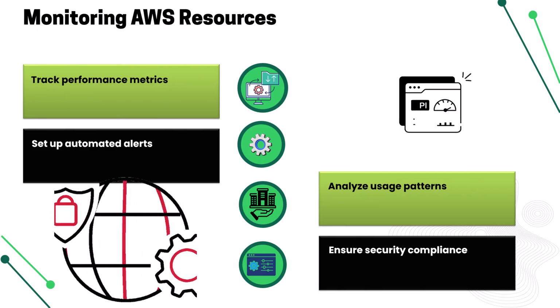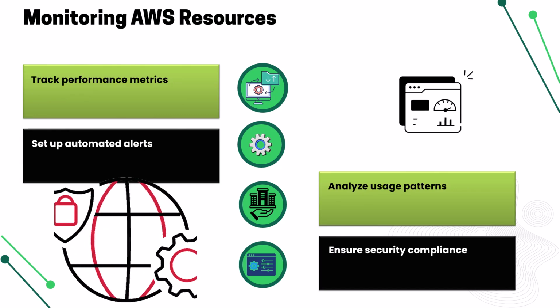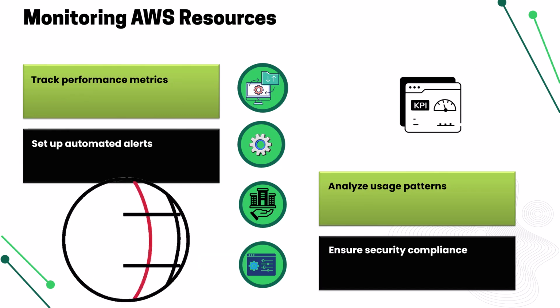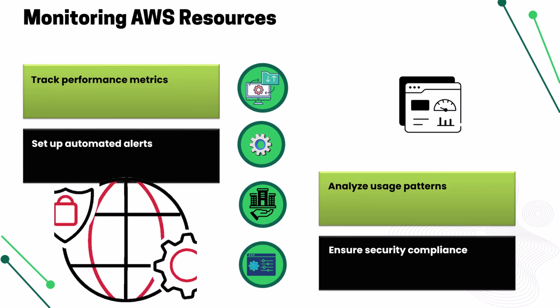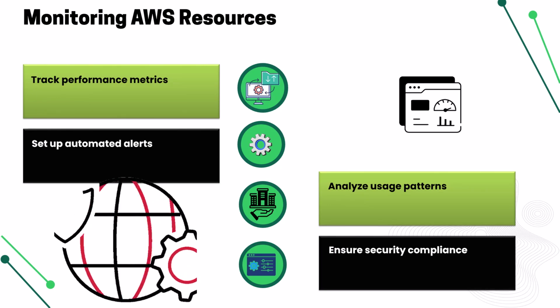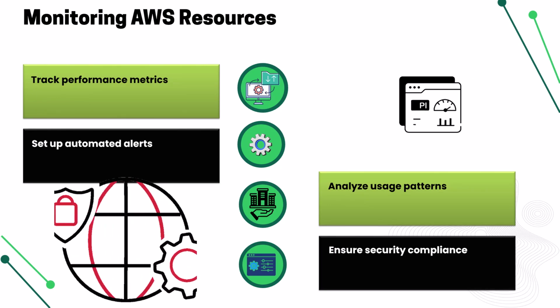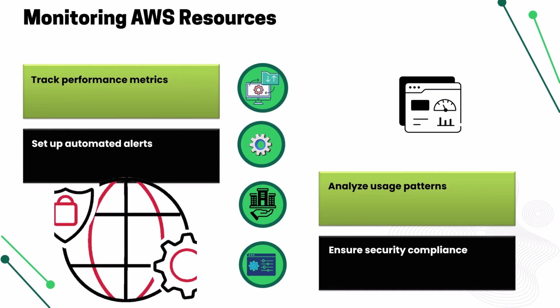Monitoring AWS is like keeping an eye on your pet. Things seem fine until suddenly they're not. Tracking performance helps catch issues early, while automated alerts act like helpful nudges. Understanding usage trends optimizes resource allocation, and security compliance keeps your data safe from unwelcome visitors. Think of it as a smart security system for your cloud.